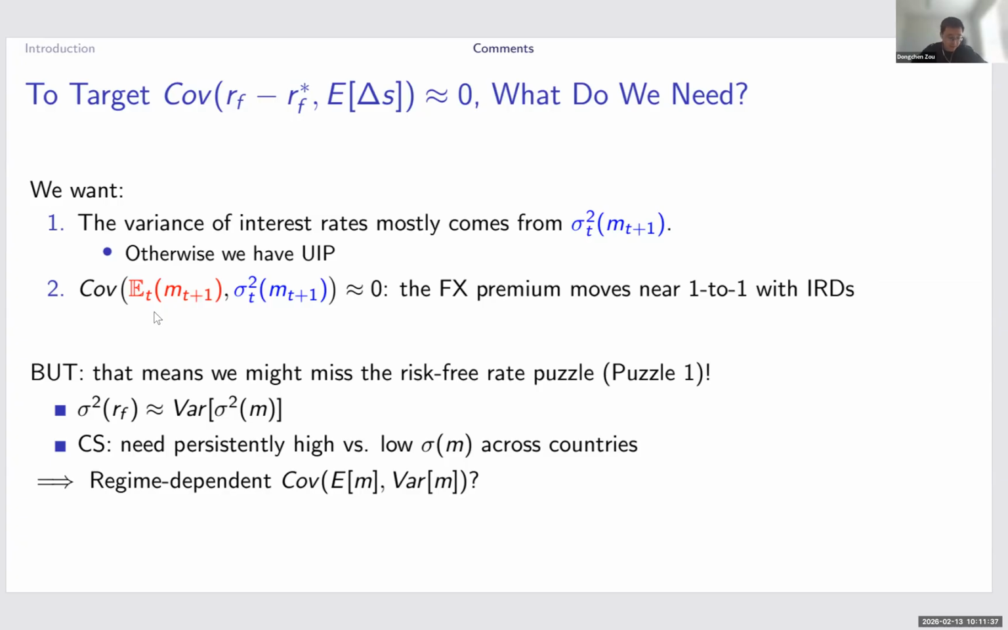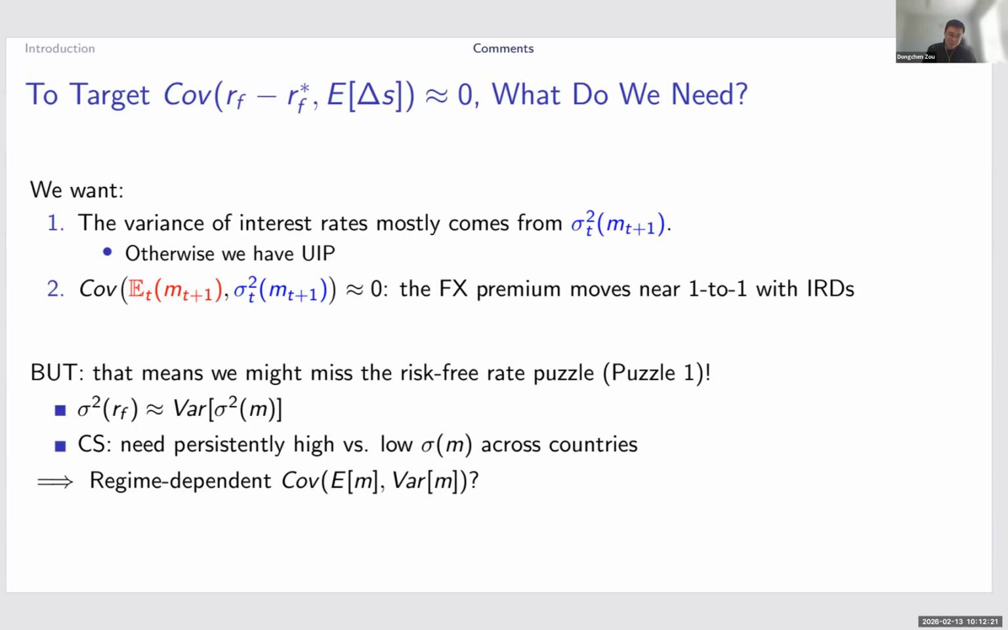And indeed, even without this, even with a negative covariance, some papers like Nieder and Campbell mentioned that, well, this volatility of the risk-free rate is already too high and is correlated with consumption growth. If we remove this, we're going to have an even higher volatility in terms of the risk-free rate. And that becomes a puzzle. And not only that, we need persistently high versus low variance of SDF across countries if we assume that they are in the same functional forms across countries.